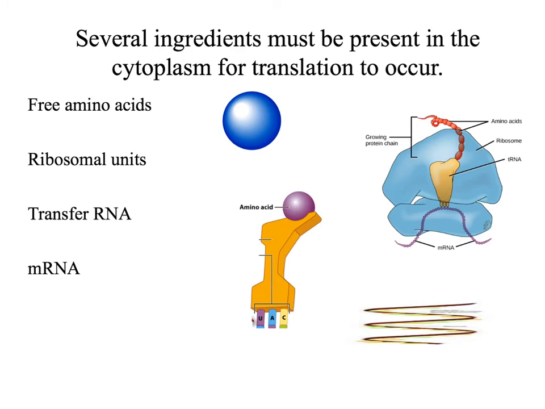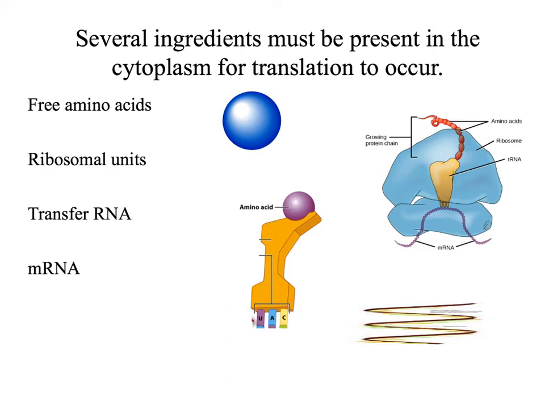Before this process gets started, we have to look at the ingredients needed for translation to occur. The first thing we have to have are free amino acids. Remember, these are the monomers or building blocks of proteins. Without them, we can't build a protein.